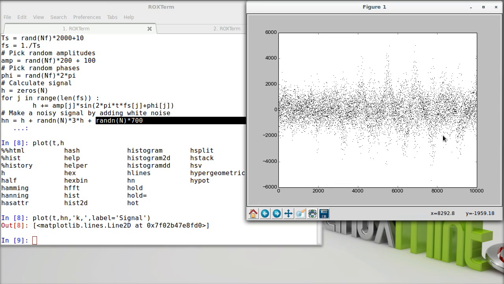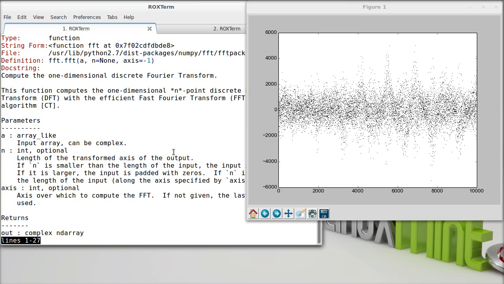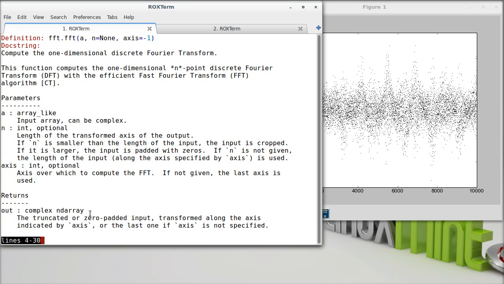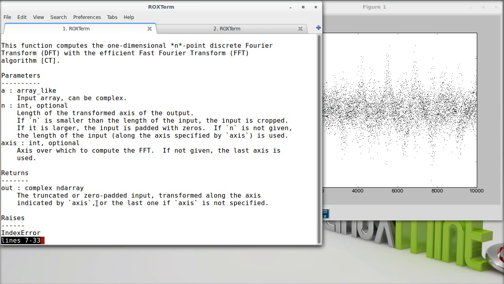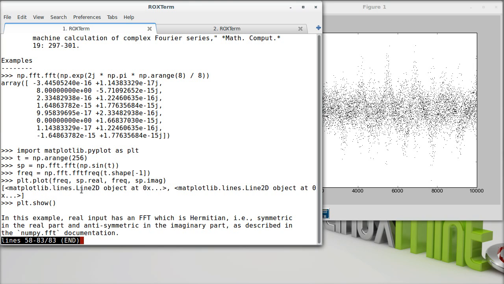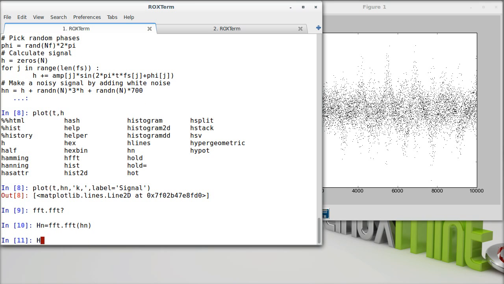And so this is where the Fourier transform is going to be useful for us. To Fourier transform a signal, we use the FFT function in the FFT module. We feed it our signal. There are various things that we can pass to it, and what it returns is a complex array. That's going to be the Fourier transform. The documentation gives its own example. So let's call this capital Hn, and take the Fourier transform of our signal.